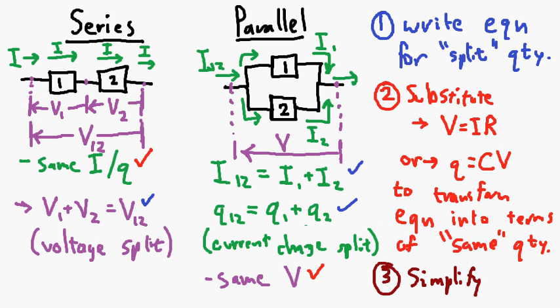So anyway, oh yeah, last thing, while I'm on this: what's up with capacitance? When you have capacitors in parallel or in series, why does the charge split in parallel and why does the charge stay the same in series? I'll do one more video on that.